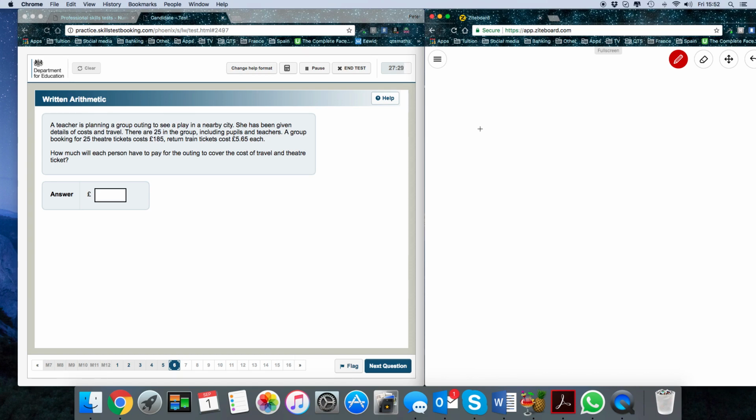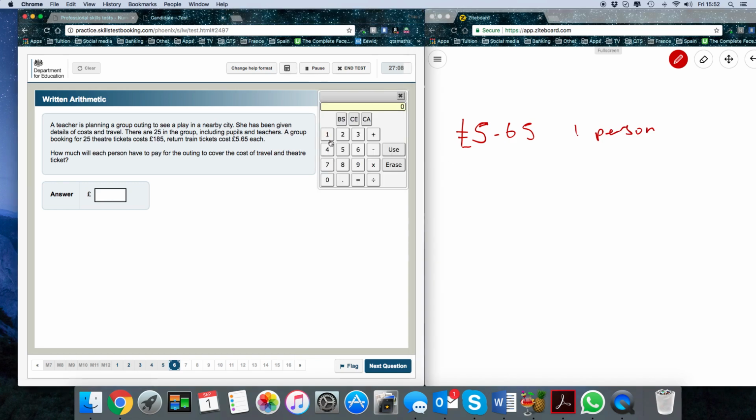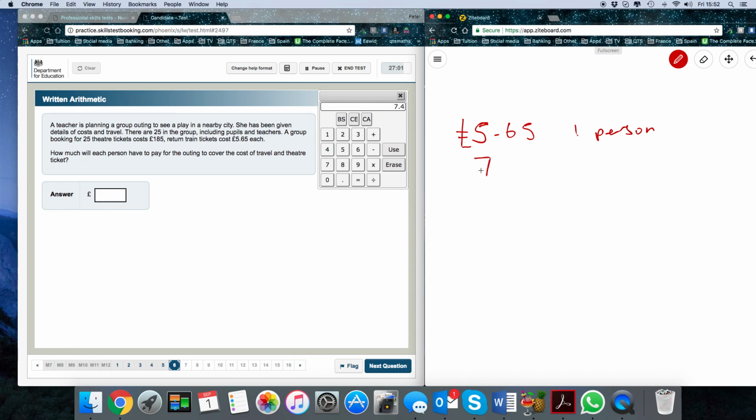If the return tickets are £5.65, then the return tickets are £5.65. I don't need to change that number. I don't need to times that by 25. So this is for one person. Now, it then says that the theatre tickets cost £185, but that is for everybody. So that's where we do need to do a calculation. 185 divided by the 25 tickets, it's 7.4 or £7.40 per person. So one person again.